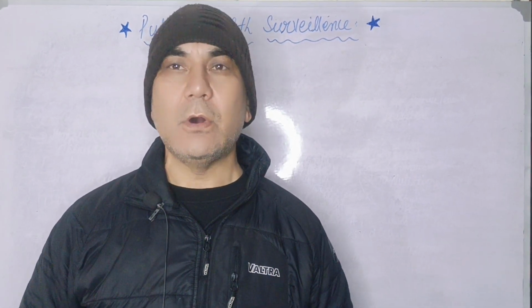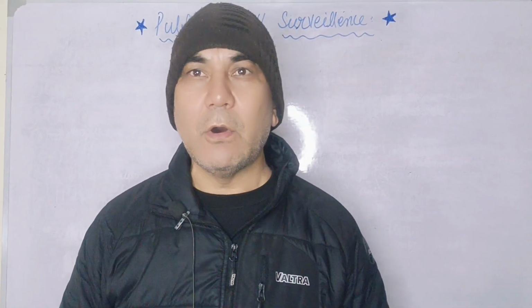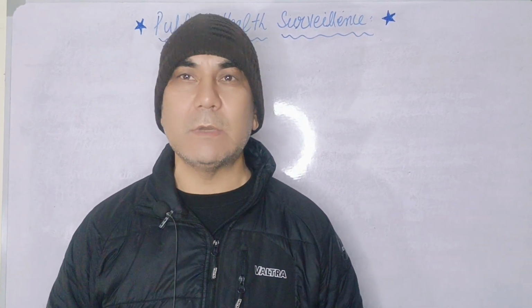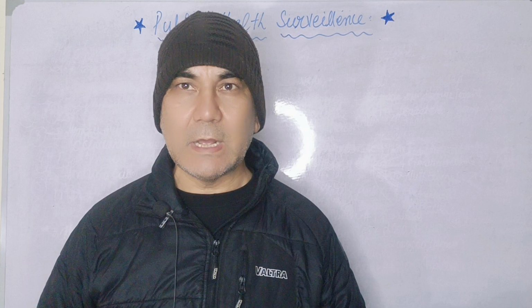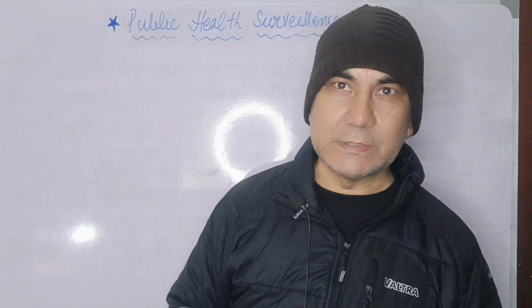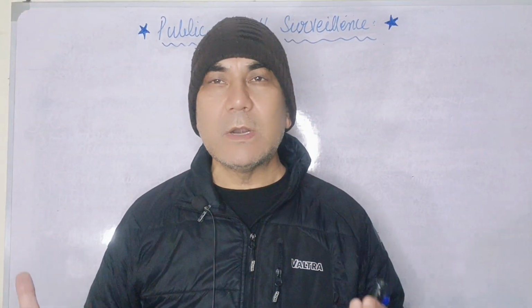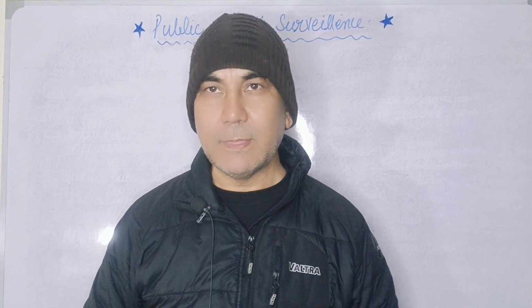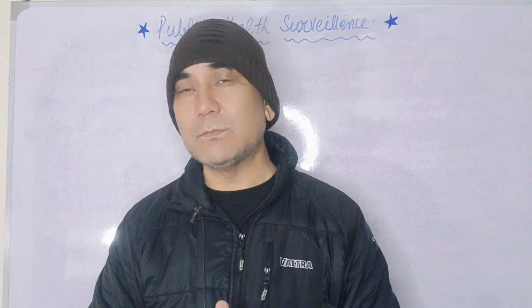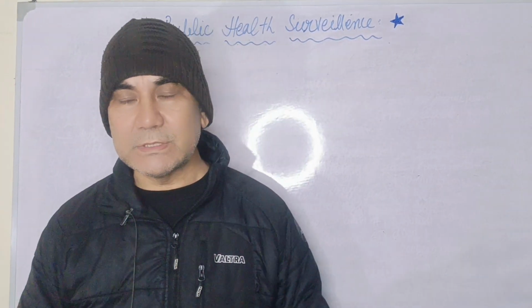In today's lecture of epidemiology, we will cover the characteristics of public health surveillance. In the previous two lectures, we covered what public health surveillance is and what the different types of public health surveillance are. Then we covered the aim and objectives of the public health surveillance system. Now, in today's lecture, we will cover the characteristics and properties of any public health surveillance system.